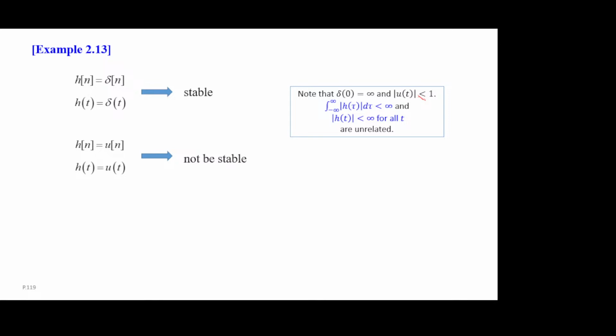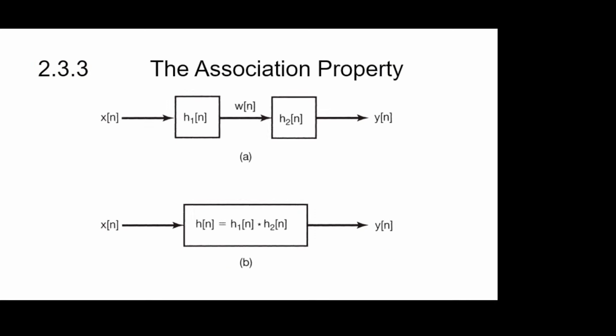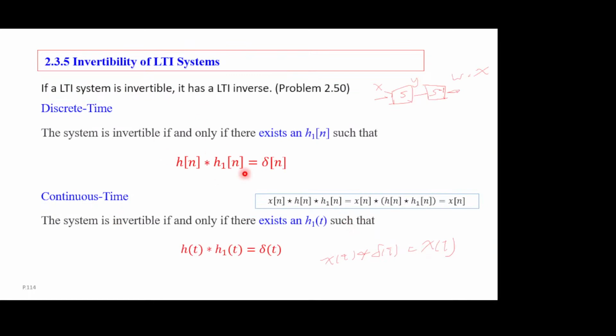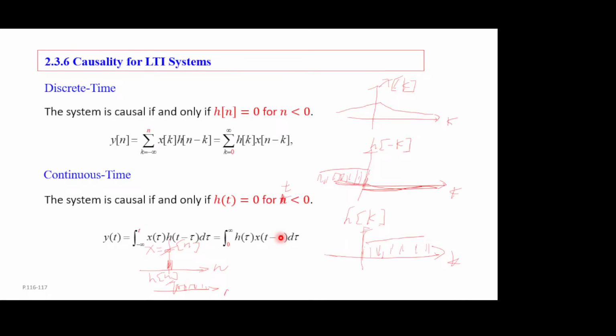Okay, so I think those are the 4 properties in terms of h. Any question? I guess we can go through a quick review. There are 4 of them. First is memoryless if and only if h is proportional to a delta function. The second is invertible if you can find an inverse LTI system. You want your h convolved with your h inverse to become a delta function. The delta function is actually the impulse response for the identity system. Then causality is a weaker condition than memoryless. You want your h of n to be 0 for every n less than 0, or t less than 0.